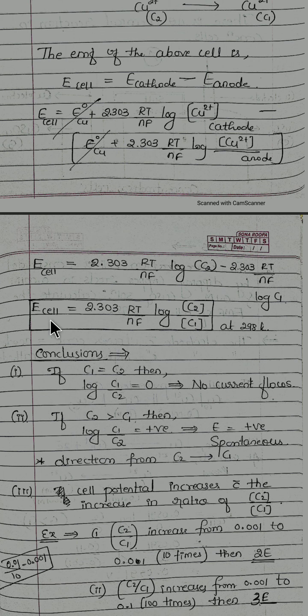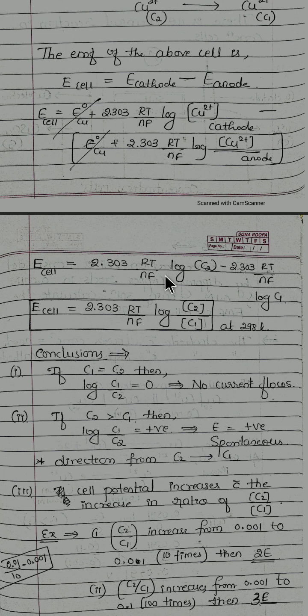From this equation, you understand that these are all constant terms. You can add one more step: R is the universal gas constant, with value 8.314; T is standard room temperature, 298 Kelvin; and F is Faraday's constant, 96,500. If you substitute all those values, you are left with 0.0591 by N. For this particular reaction you can take N equal to 2, but for general concentration cell reactions you can keep N as it is. And you are left with log C2 divided by C1.